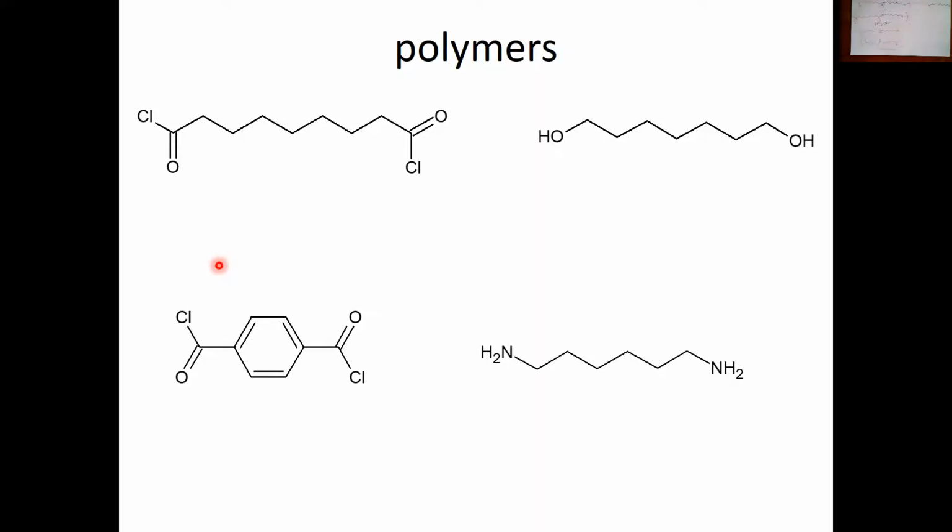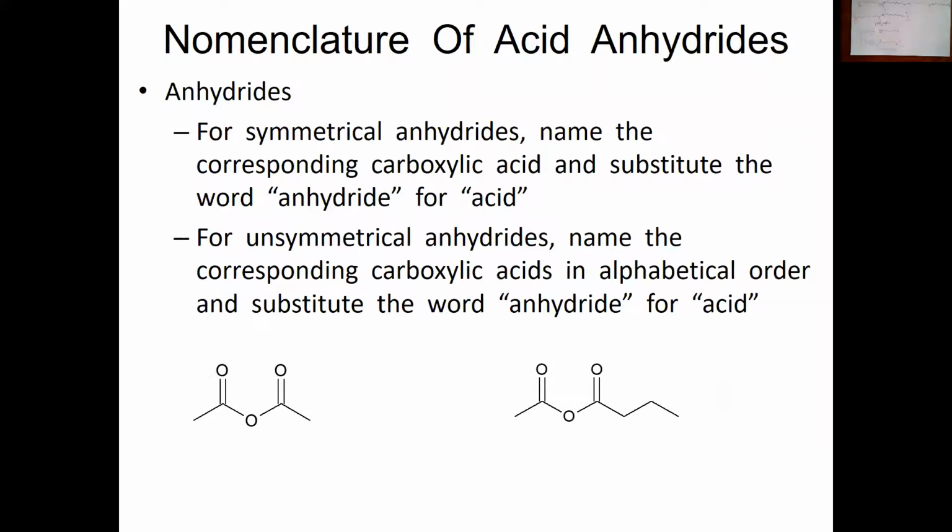So there are our polymers. Hopefully you kept up and followed along. Up next is naming anhydrides. Anhydrides are a little bit different from all the other derivatives in that there's always two sides to them. So an anhydride, you name each side separately, and then you combine it as an overall name.